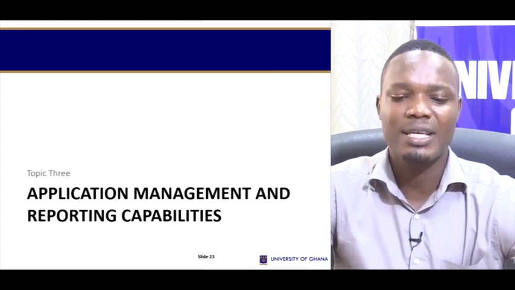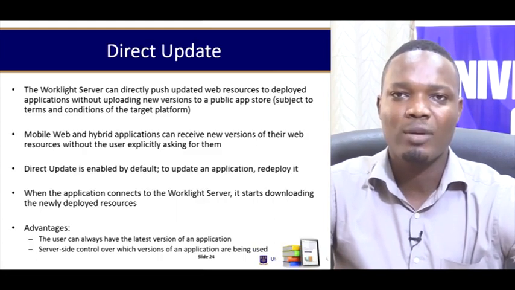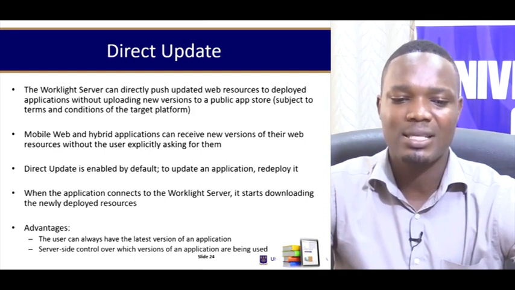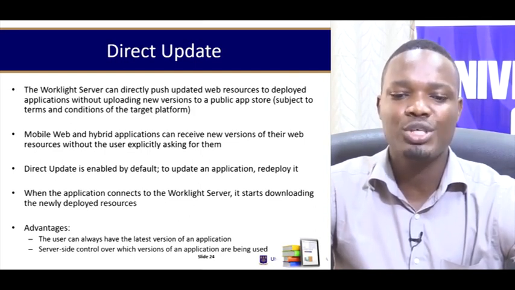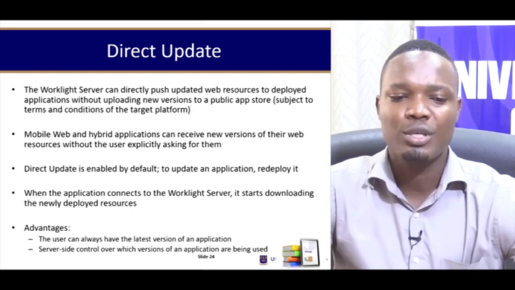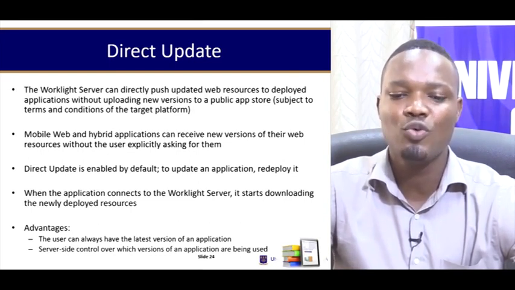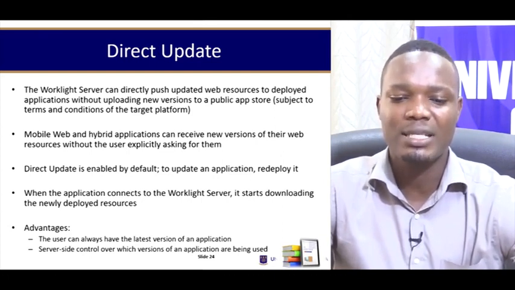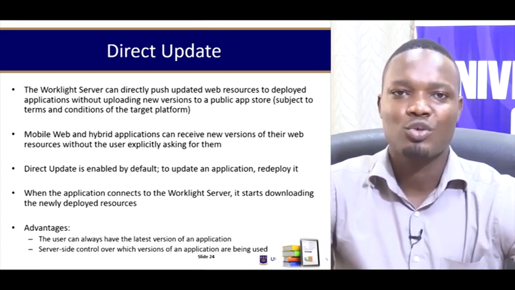We'll now want to talk about the application management and reporting capabilities. With Worklight, we can do a direct update. The Worklight server can directly push updated web resources to deployed applications without uploading new versions to a public app store. Now, mobile web and hybrid applications can retrieve new versions of their web resources without the user explicitly asking for them. Direct update is enabled by default. To update an application, you just need to redeploy it.